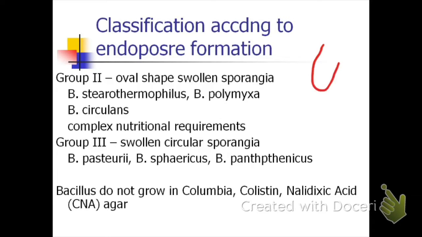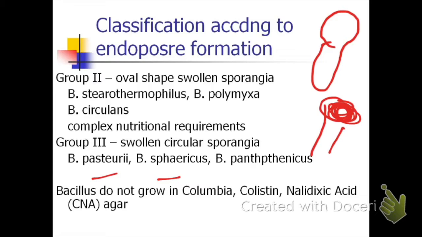So how do you characterize the spore? The spore is oval shape and it's swollen. The other one is swollen circular. Circular and swollen. So that's group 3: Bacillus pasteurii, Bacillus sphaericus, and Bacillus pantothenticus. Bacillus species generally do not grow in CNA agar.